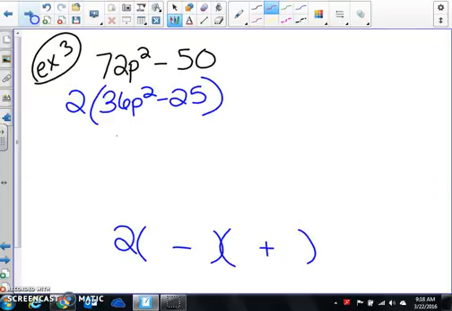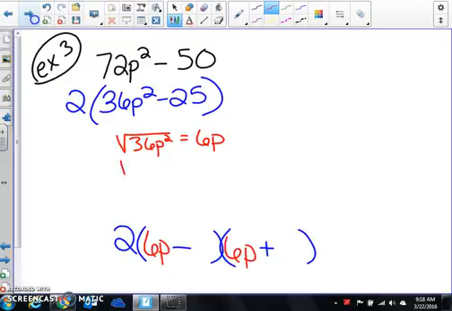The square root of 36p squared is 6p. So 6p, 6p, and then the square root of 25 is 5.